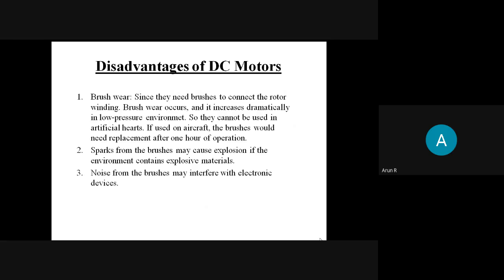If we consider an aircraft, the brushes would need replacement after 1 hour of operation, which is quite undesirable. Replacement of any parts in aerospace or aircraft components is quite difficult. Sparks from the brushes may cause explosion if the environment contains explosive materials. Noise from the brushes may interfere with electronic devices present in the vicinity.